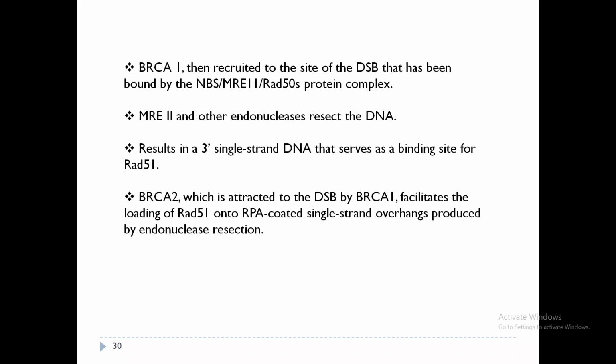Then this BRCA1 is recruited to the site of the double strand break that has been bound by the NBS1 MRE11 RAD50 protein complex. Then MRE11 and other endonucleases resect the DNA. That results in a 3' single strand DNA that serves as a binding site for Rad51. And BRCA2, which is attracted to the double strand break by BRCA1, facilitates the loading of Rad51 onto RPA coated single strand overhangs produced by endonuclease resection.